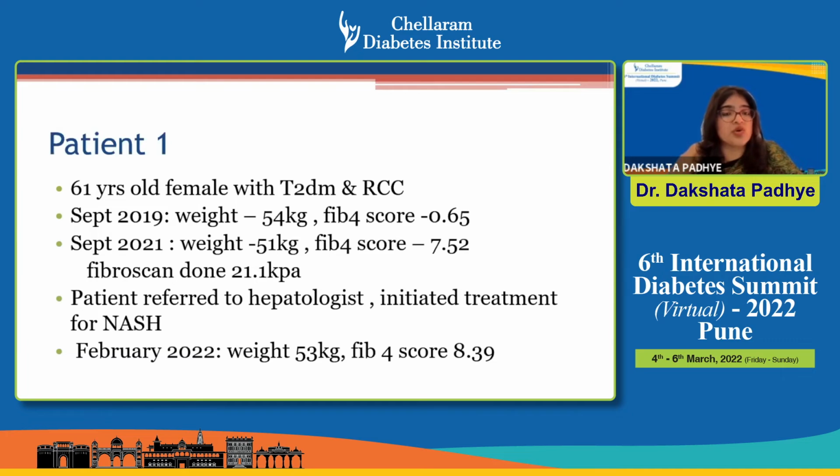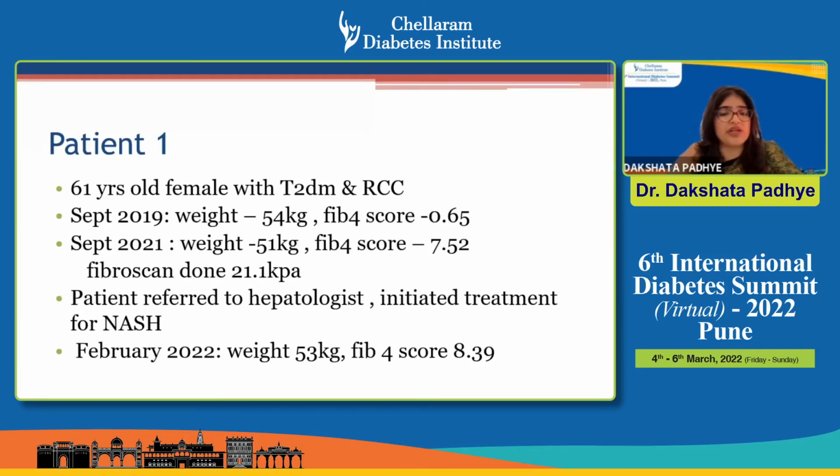The FibroScan showed very high stiffness, which was in favor of NASH, NAFLD, leading to fibrosis. This patient was referred to a hepatologist. Treatment was initiated. The patient had already developed some varices, but was referred to the hepatologist early because of the FIB-4 score, and had not developed any complication.